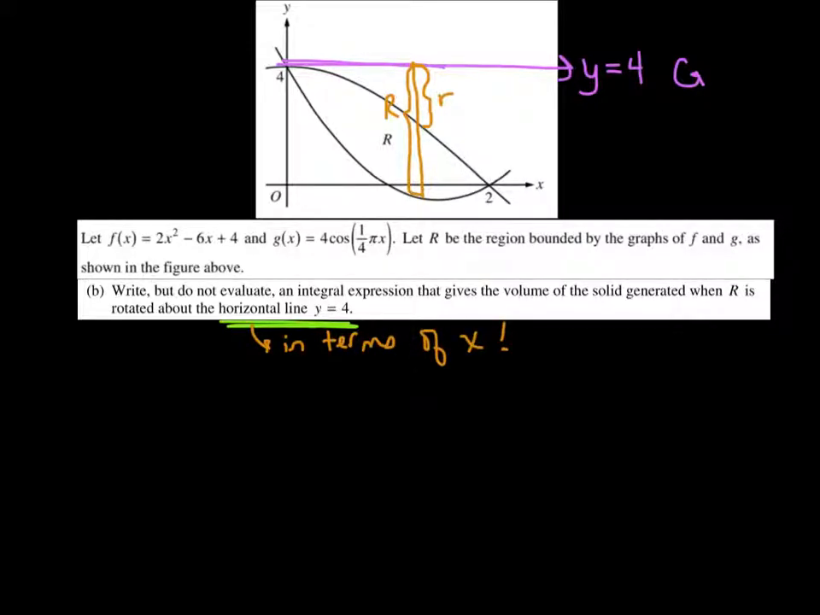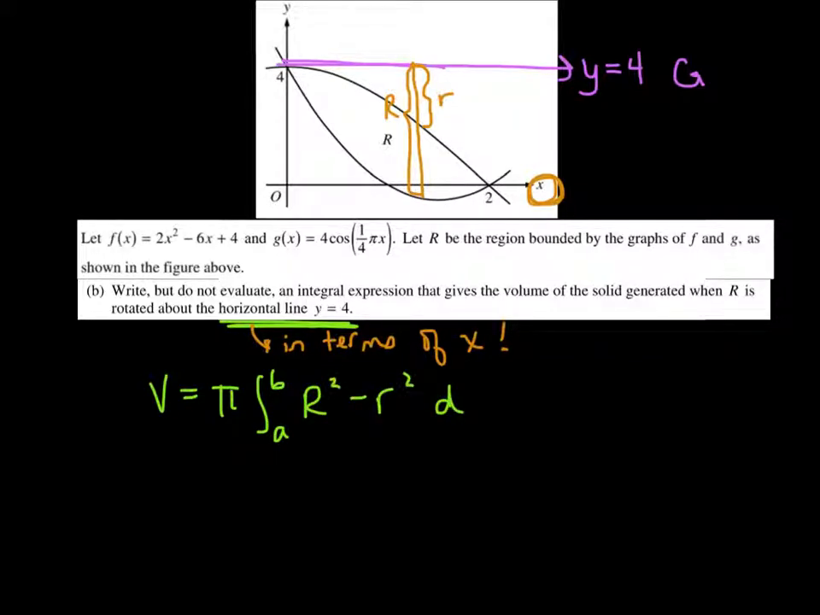So when you rotate around a horizontal line, everything is in terms of x. That means the equations you plug in are in terms of x. That means your bounds are in terms of x, so I'm going to be looking at the x-axis for the bounds. And that obviously means you're doing dx at the end. So in general, the volume of a solid that gets rotated around a horizontal line is going to be pi times the integral from a to b of big R squared minus little r squared dx.